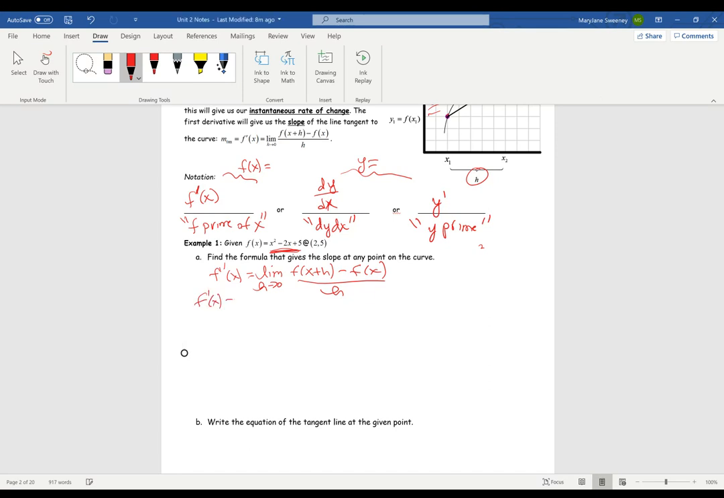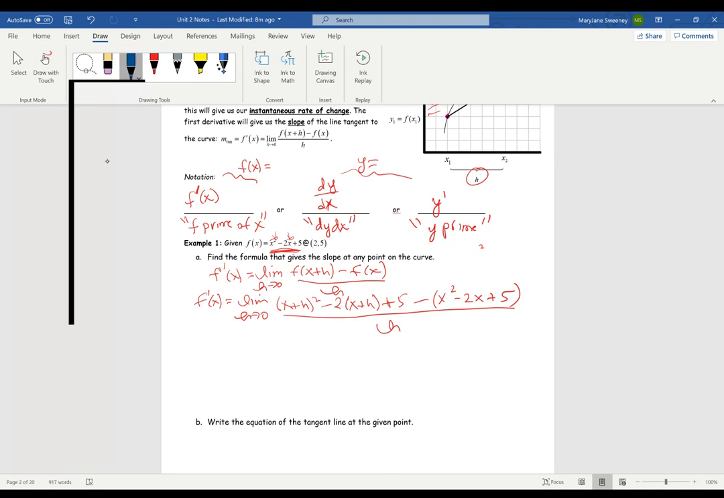F prime of x equals the limit as h approaches 0. F of x plus h would be x plus h squared minus 2 times x plus h plus 5. That's putting x plus h in for x. Then minus f of x, which is the original function, all over h. So to be clear, this entire thing here is f of x plus h. This is f of x.